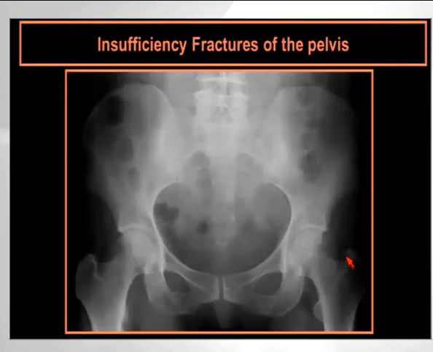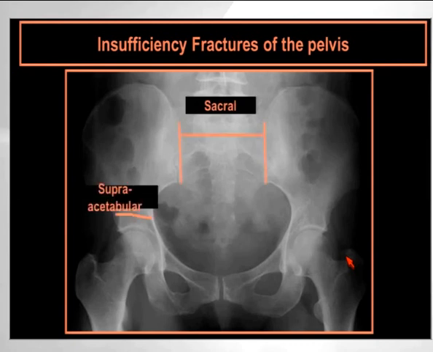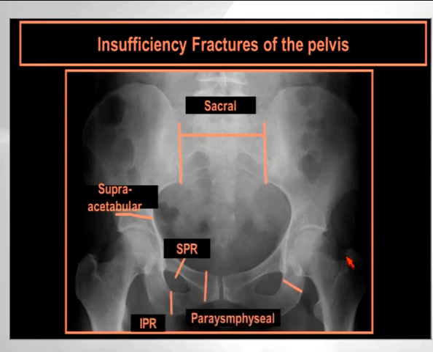So let's go over insufficiency fractures of the pelvis. It can be in the sacrum, the classic Honda sign, supra-acetabular, superior pubic ramus, inferior pubic ramus, parasymphyseal, and ischial.